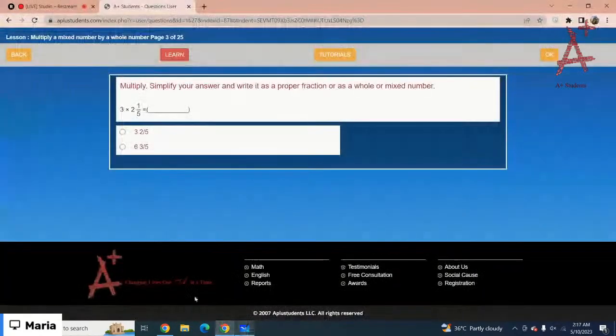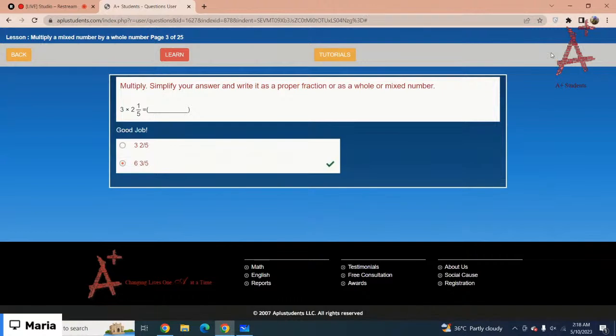5 times 2 is 10 and 1, 11 over 5 it is. So 11 times 3 is 33. When you divide 33 by 5, it would be 6 whole 3 over 5. The correct option is 6 whole 3 over 5.